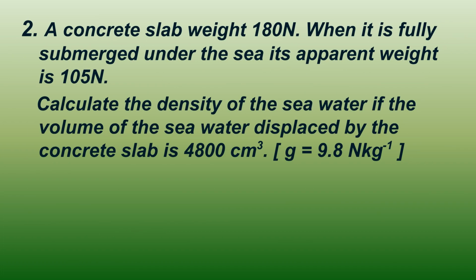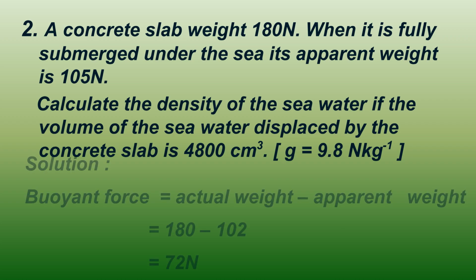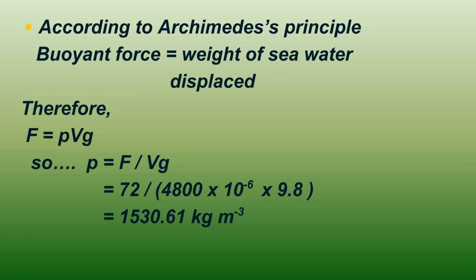In this problem, a concrete slab with an actual weight of 180 newtons has an apparent weight of 105 newtons when fully submerged. The buoyant force is 75 newtons. Using Archimedes' principle, the buoyant force equals the weight of the displaced seawater. Given the volume and using the formula F equals ρVg, we can solve for the density ρ, which is 1,530.61 kilograms per cubic meter.